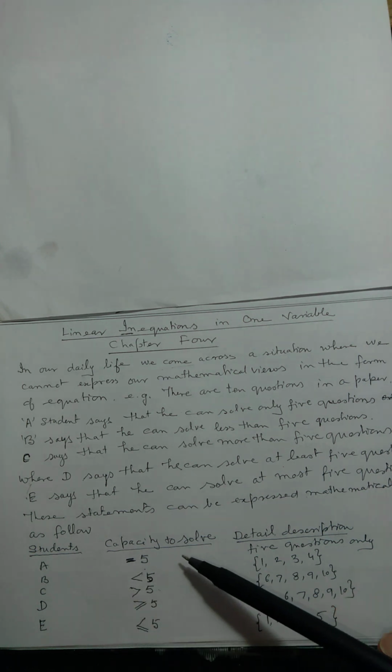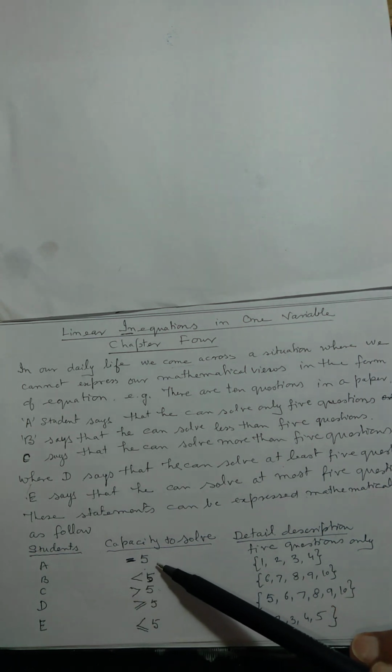Student A, whose capacity to solve questions is confirmed, is equal to 5. So 5 questions only. But B says that he can solve less than 5 questions, which means he can solve question numbers 1, 2, 3 and 4. Only 4 questions at maximum. C says that he can solve greater than 5, which means he can solve 6, 7, 8, 9 and 10 questions.